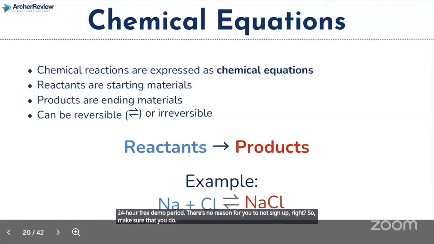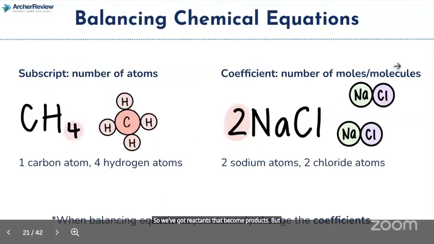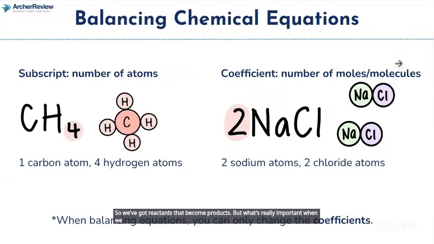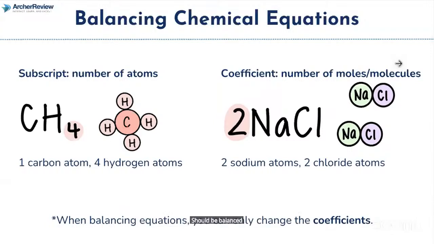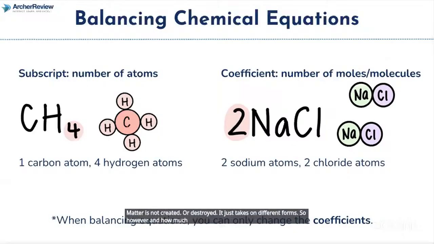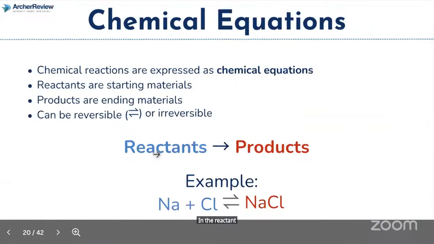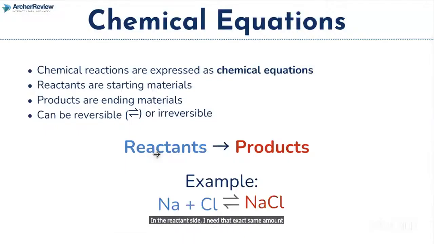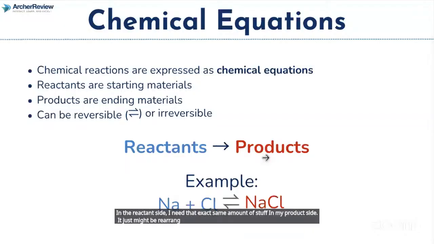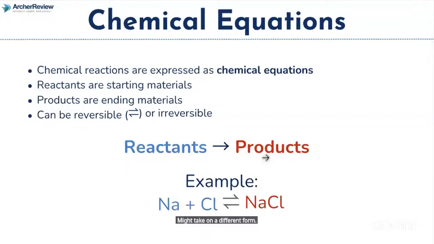So we've got reactants that become products. But what's really important when we are showing chemical reactions is that chemical equations should be balanced. And what I mean by that is this: matter is not created or destroyed. It just takes on different forms. So however much stuff I have on the reactant side, I need that exact same amount of stuff in my product side. It just might be rearranged, might take on a different form, but it is still present.